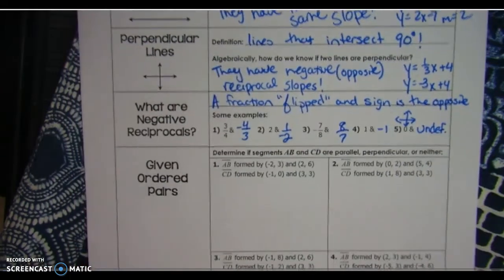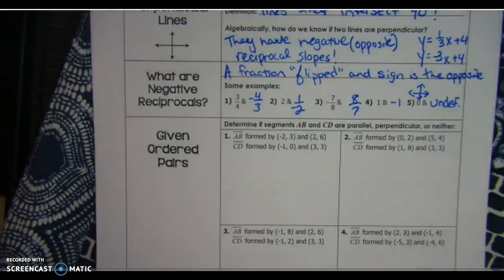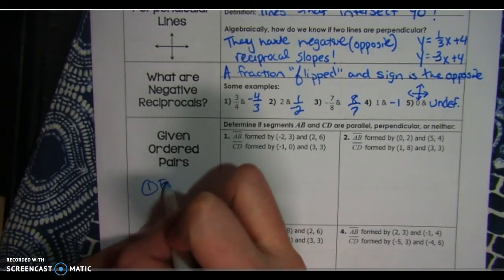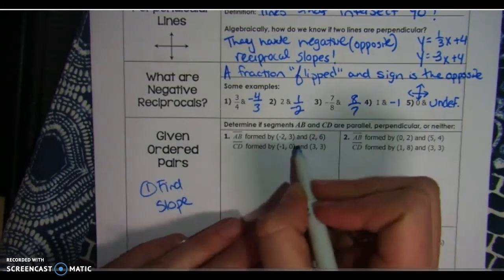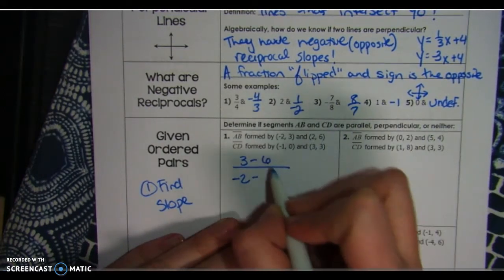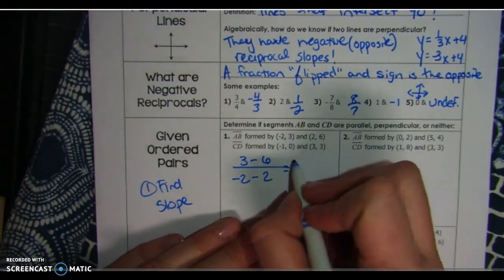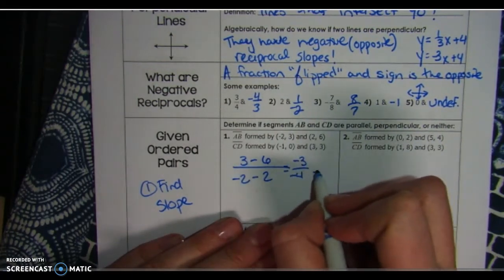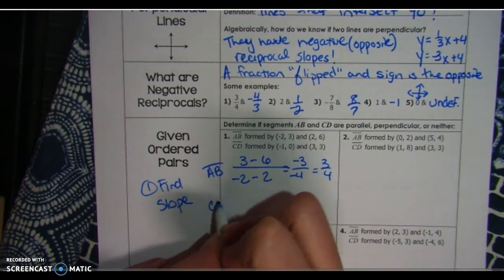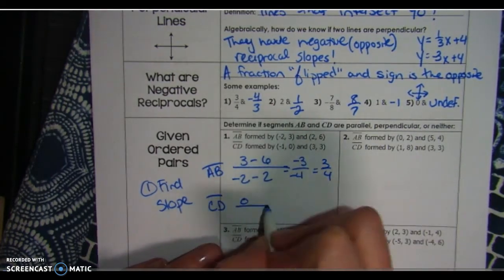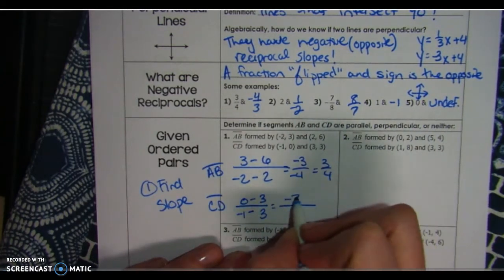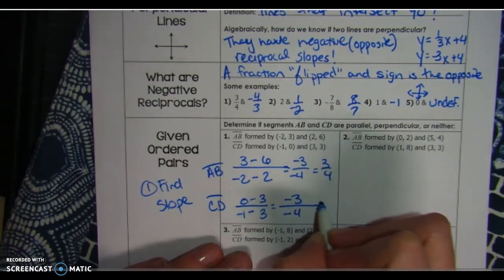Okay, so here we're going to be given ordered pairs, and we have to go and find the slope. So first you've got to find the slope. So now step 1, find slope. So remember, use our slope formula. 3 minus -2 over 6 minus 2, and we get -3 over -4, which equals 3/4. So that's line AB. Now we have line CD, and we're going to do 0 minus 3 over -1 minus 3. We have -3 over -4.